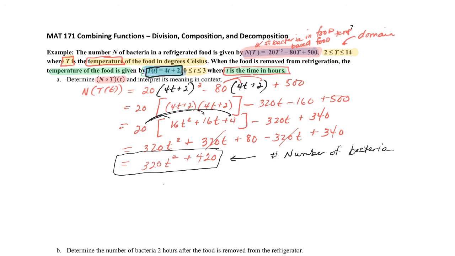but based on what? Well, my function has small t's in it, lowercase t's. What did lowercase t represent? Lowercase t is time in hours. So this is the number of bacteria, t hours, after the food is removed from the refrigerator.